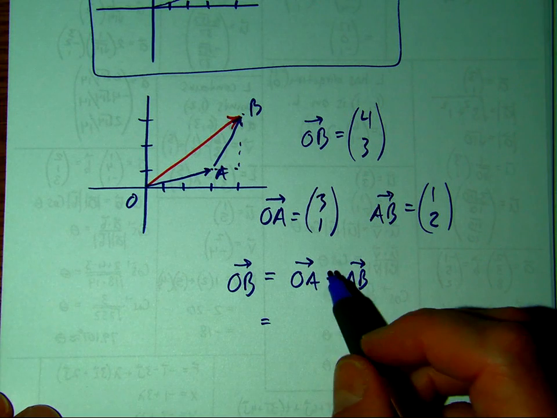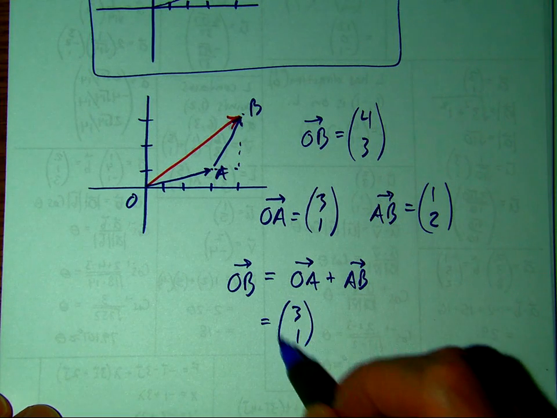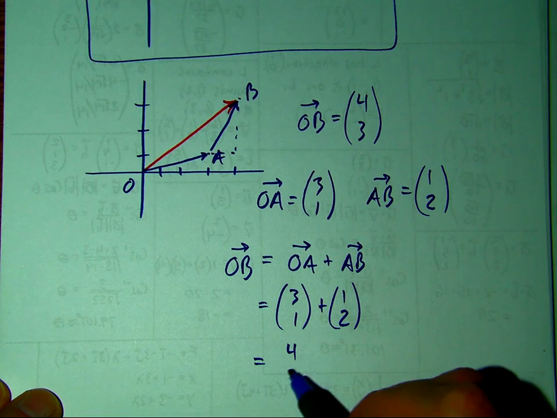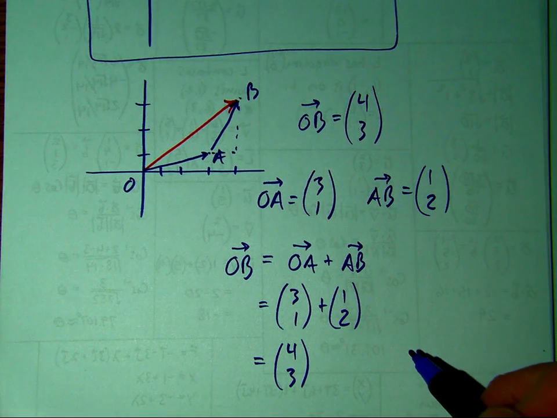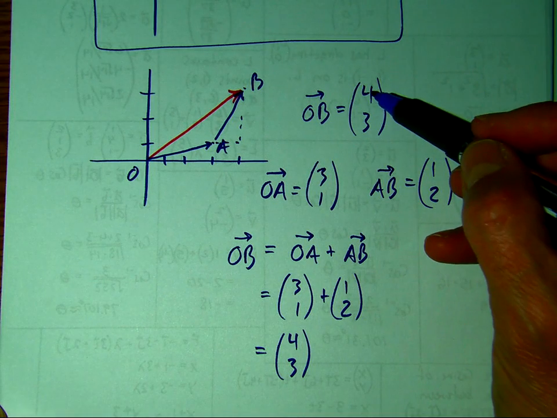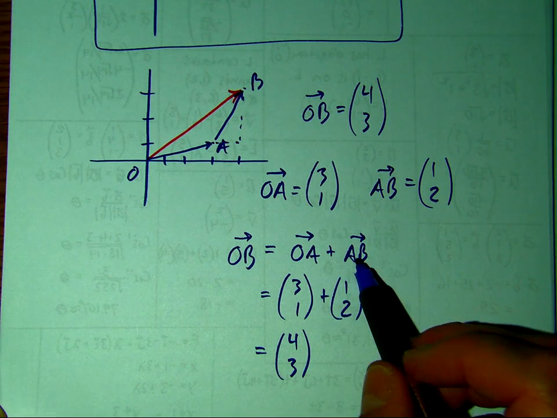And O to A is 3, 1. A to B is 1, 2. And we get 4, 3. So we see that you can look at the graph to find the vector OB. You can also just do addition, and that'll give you the same vector.